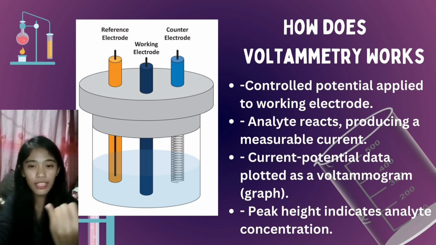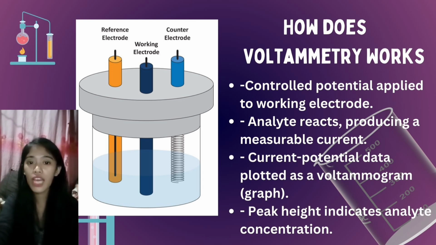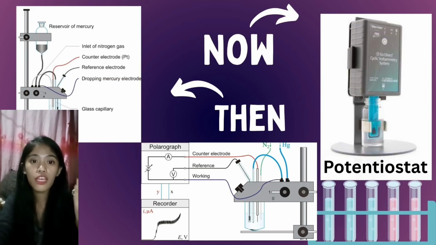There is the working electrode, where the main chemical reaction happens. Then there is a reference electrode, which keeps the voltage stable. And there is the counter electrode, which completes the electrical circuit. Once our cell is all set up with the solution and electrodes, we connect it to a machine. This machine is called the potentiostat. The potentiostat controls the electrical potential or voltage that is applied to the working electrode.